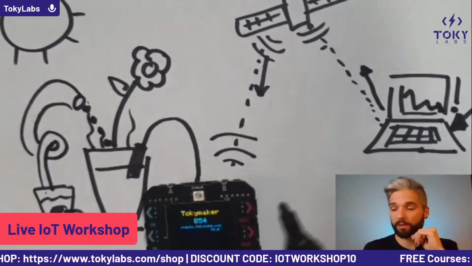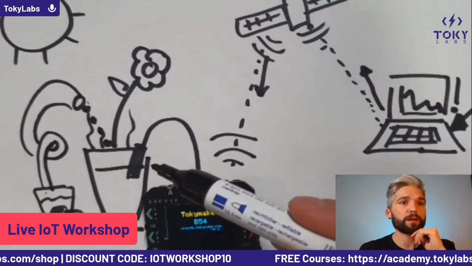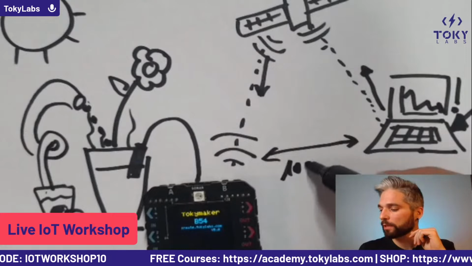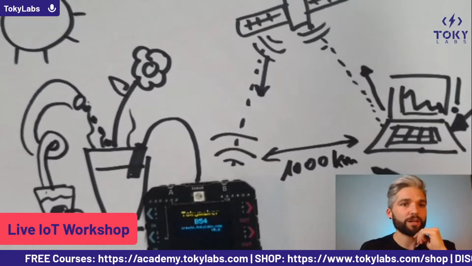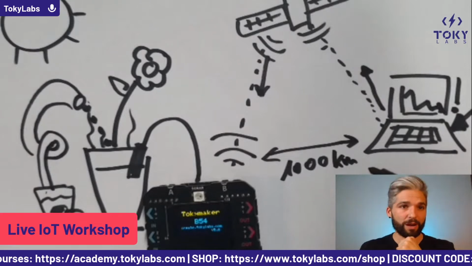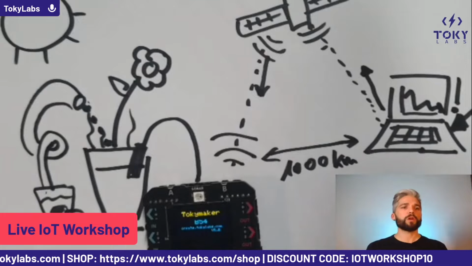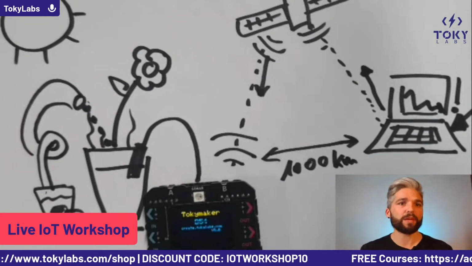Then here we have a closed loop. From the laptop, I can just water my plant, and no matter how far I am, I can be 1,000 miles away, or kilometers away, or in another country. It doesn't matter, because I'm connected through the internet. Okay, so this is the kind of projects that we can make.